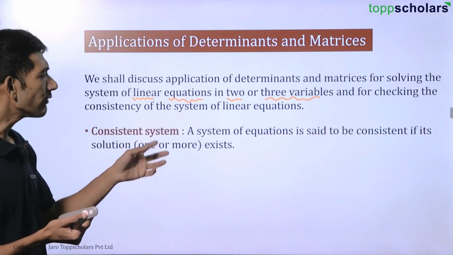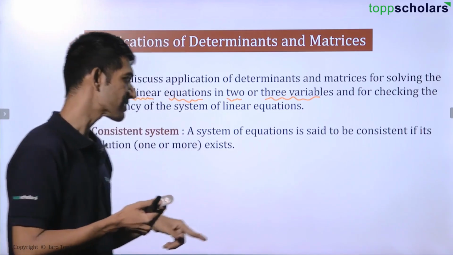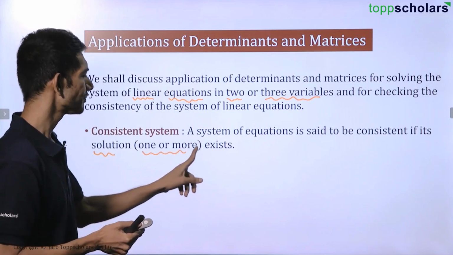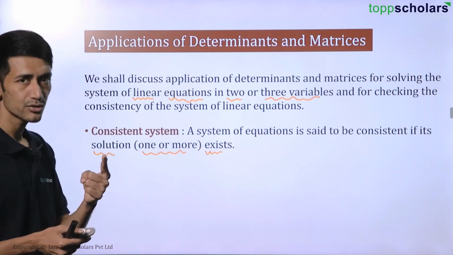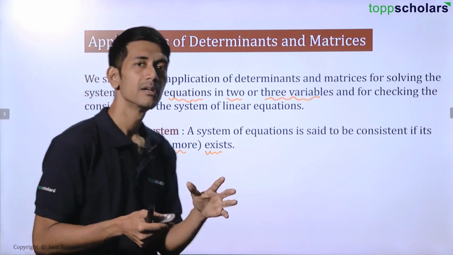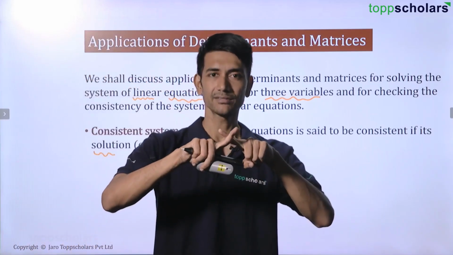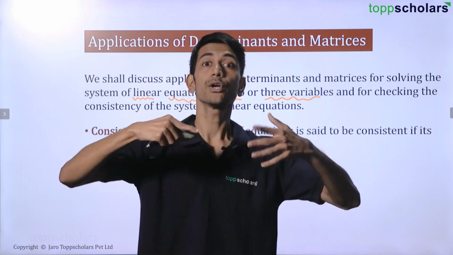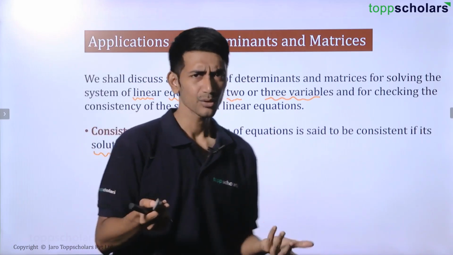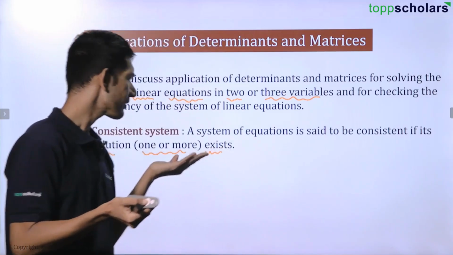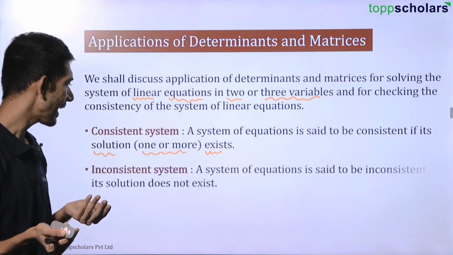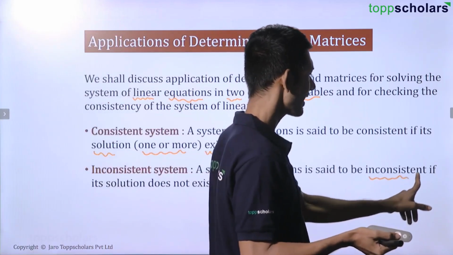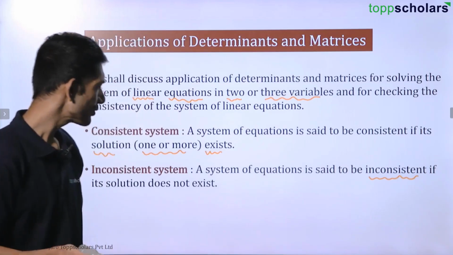So a system of equations is said to be consistent if it has one or more solutions. Basically, if the linear equations have one solution or more than one solution, that means either they are intersecting, or they are coincident, then only you are going to get more than one solution. So in that case they are consistent. If the lines are parallel, we can say that they are inconsistent. So when do we say they are inconsistent? If its solution does not exist.